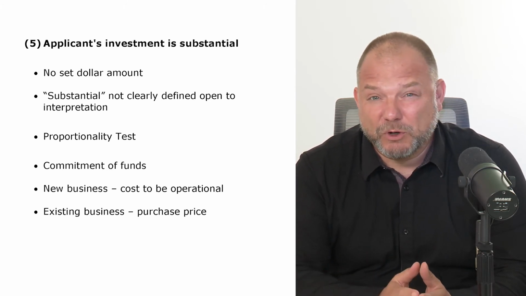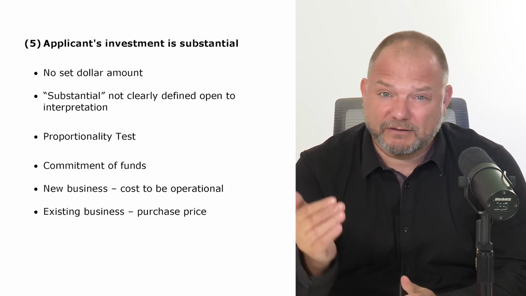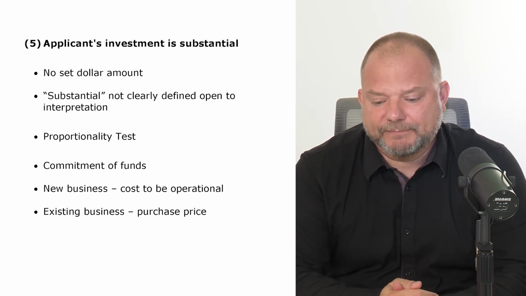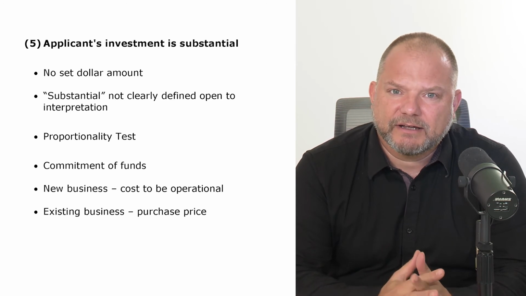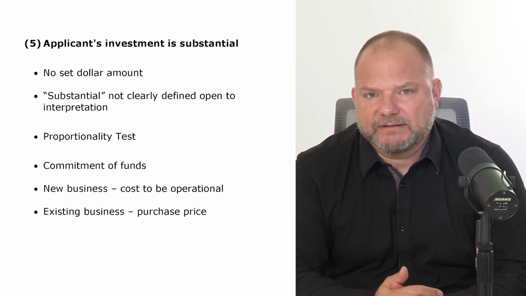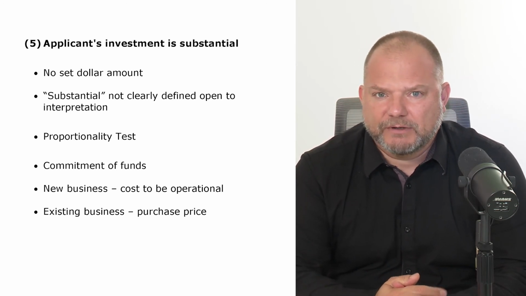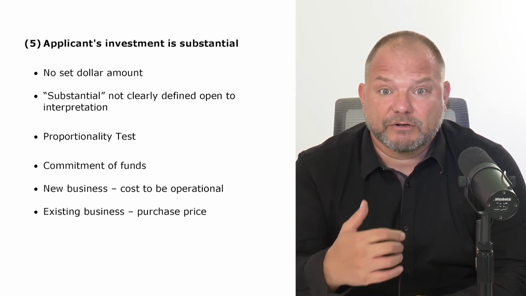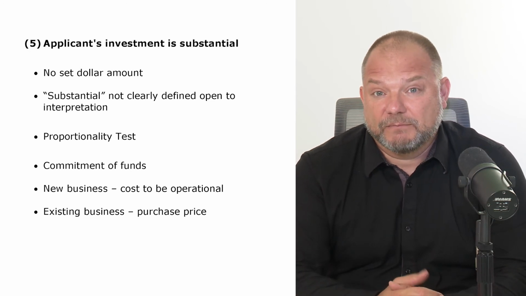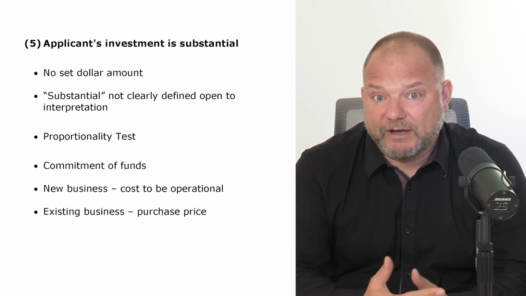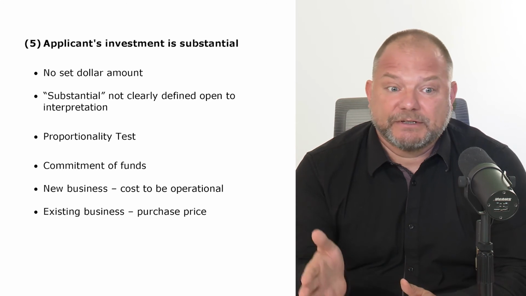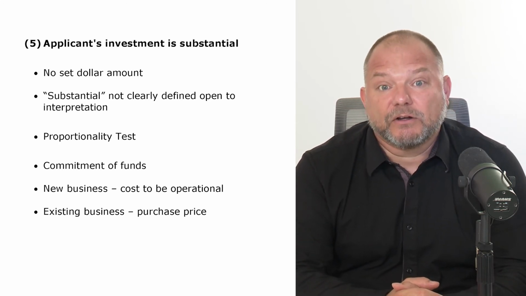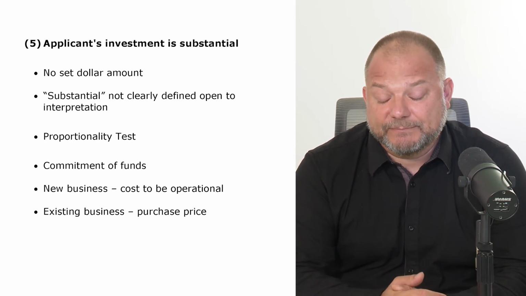Well, this is one of the most complicated requirements in the whole E-2 investor visa process, because it's not clearly defined what a substantial investment is. There's no set dollar amount. Most attorneys will tell you an investment of 100 to 150,000 is probably a quite safe application. But a lot of applicants have invested less and also received the visa.